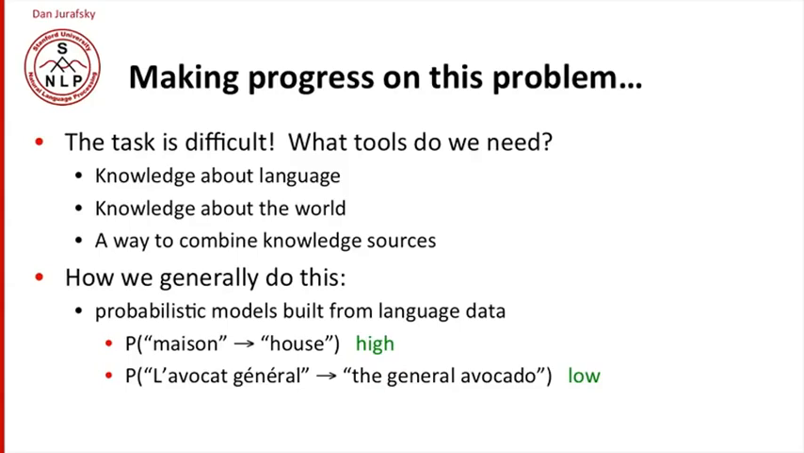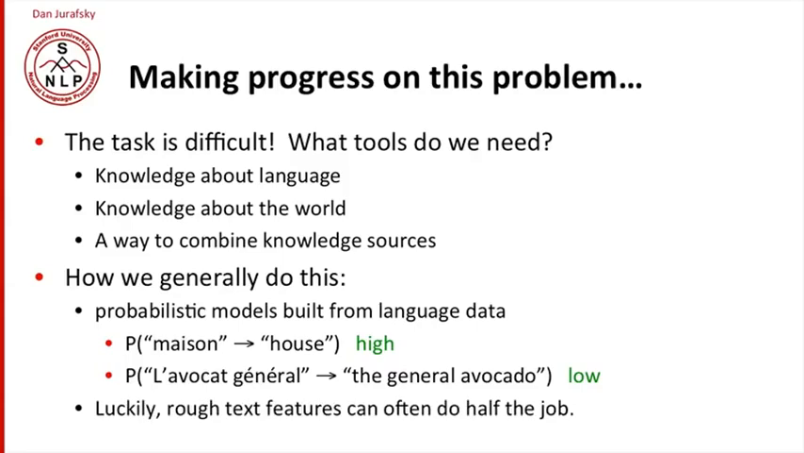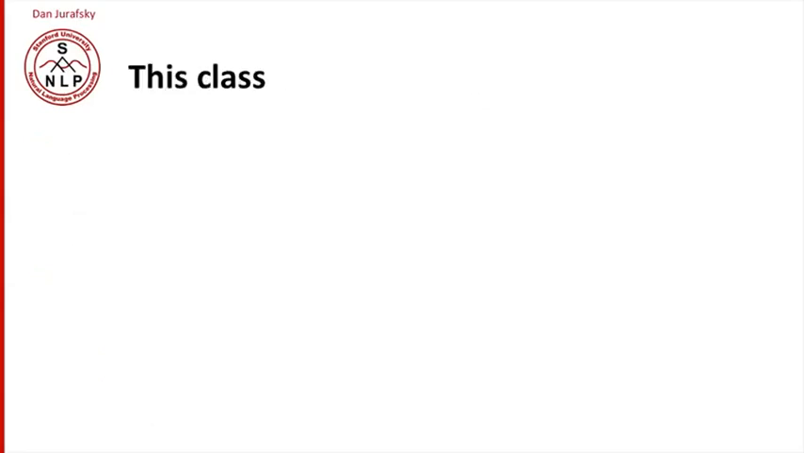And training these probabilistic models in general can be very hard, but it turns out that we can do an approximate job of probabilistic models with rough text features, and we'll introduce those rough text features as we go.